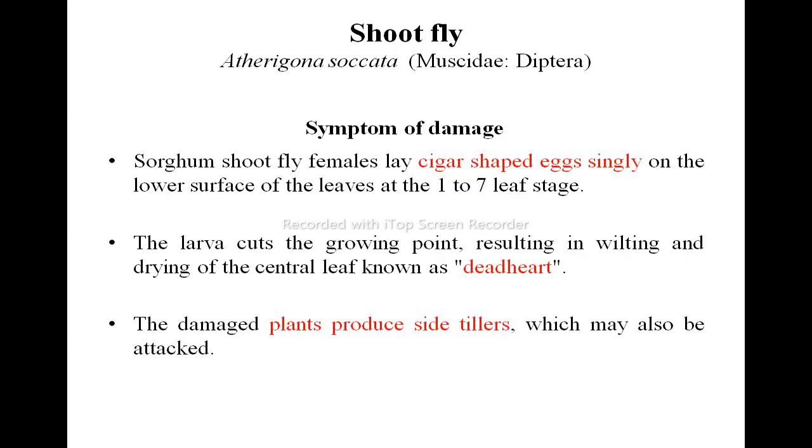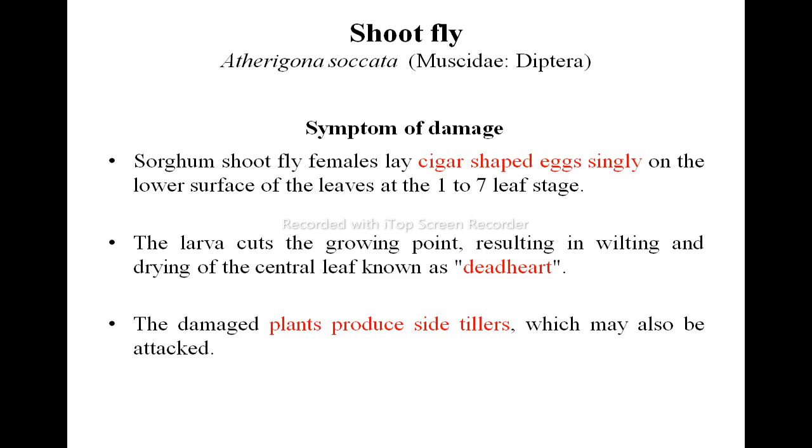Sorghum soot fly. Its scientific name is Atherigona soccata and its family is Muscidae, the same family as the housefly. And the order is Diptera. In the Diptera order, all the true flies and midges come. And their immature stage is called maggots.